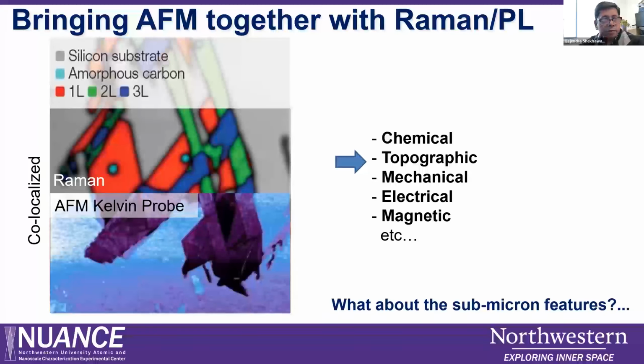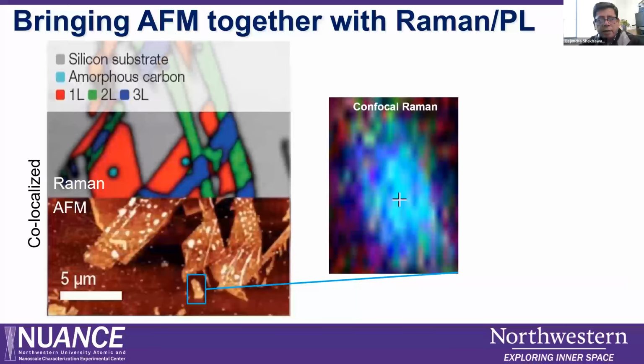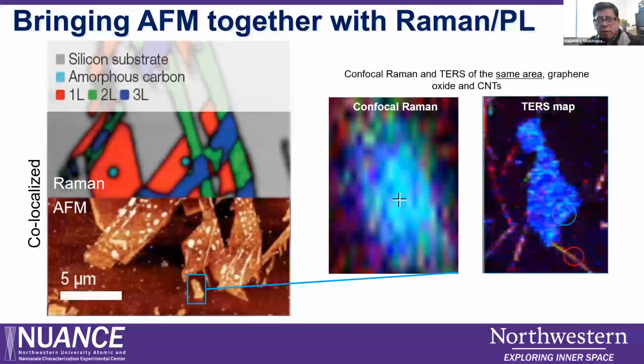But how about the submicron resolution? Because the co-localized Raman is still limited by the spatial resolution. Then you can see one of the co-localized Raman mappings on the structure shown on the left with the AFM. So you can see here a pretty good co-localized Raman spectrum, but the resolution is not that good. Then comes this TERS system.